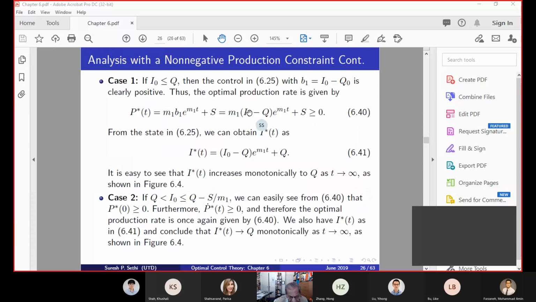Second case is this case, and we can easily see that P star 0 is bigger than or equal to 0. All is here, and at I0 equal to this, P star 0 will be exactly equal to 0. We can also show that the P star dot is bigger than or equal to 0, which means that if you begin at 0 or bigger than 0, P star will never go below 0 afterwards. So all of that is working, and we can then show that I star T goes to Q monotonically as T goes to infinity.